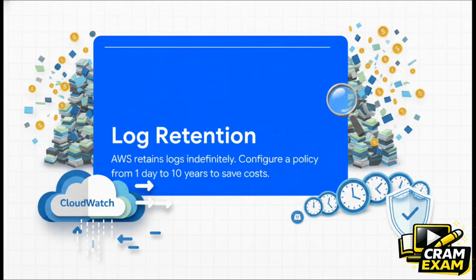If you have a high-traffic production application generating gigabytes or terabytes of logs every single day, and you leave the default settings on, your AWS bill will quietly explode. It's a massive pain point. To prevent this, you must explicitly configure a log retention policy on your log group, telling AWS to automatically delete or archive those older logs after a specific time frame, ranging anywhere from 1 day up to 10 years.